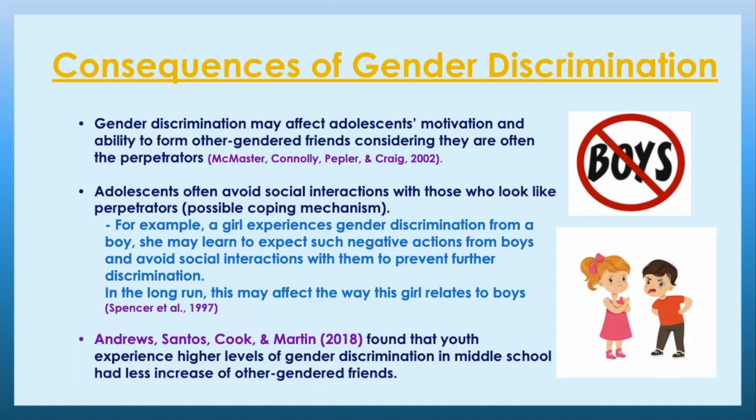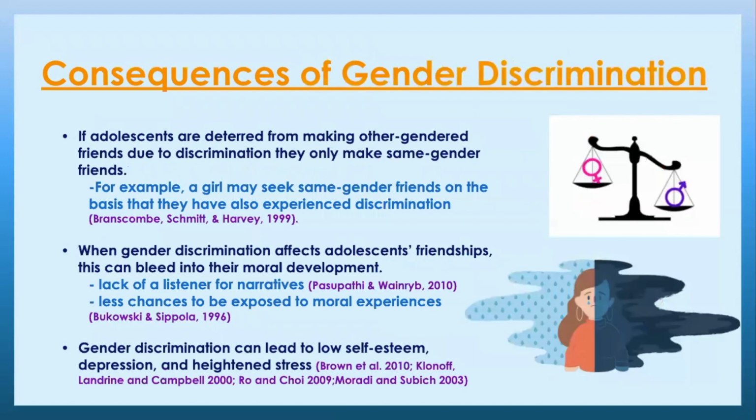This avoidance may be a coping mechanism through which youth manage their gender discrimination experiences. Andrew, Santos, Cook, and Martin found that youth who experienced high levels of gender discrimination in middle school had less increase in other gendered friends compared to the norm. If adolescents are deterred from making other gendered friends due to discrimination, they only make same-gendered friends. For example, a girl may seek same-gendered friends on the basis that they have also experienced discrimination.